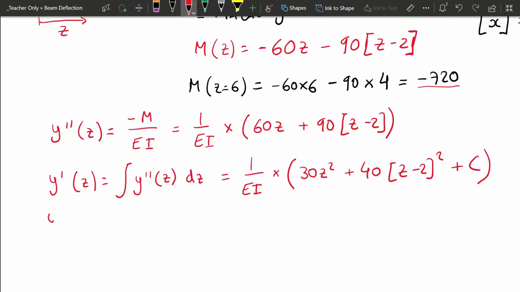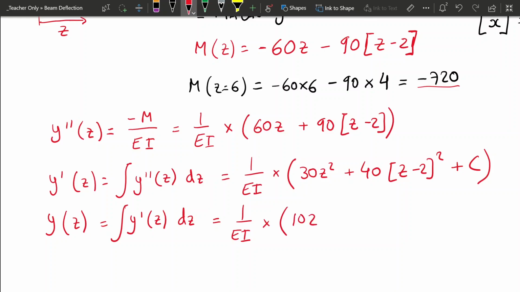And finally, the deflection, y of z, is nothing more than the integral of the rotation, dz, and that's equal to 1 over EI times 10z cubed. There should have been 45, so 45 divided by 3 should be 15, times z minus 2 cubed, plus cz plus d.